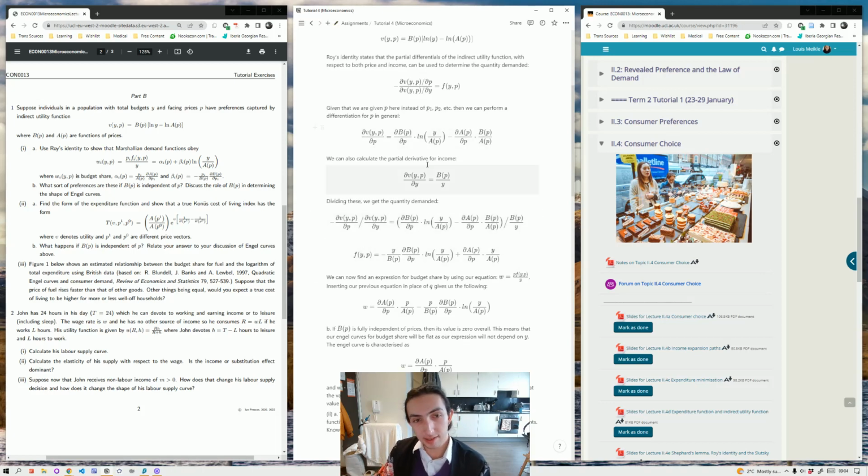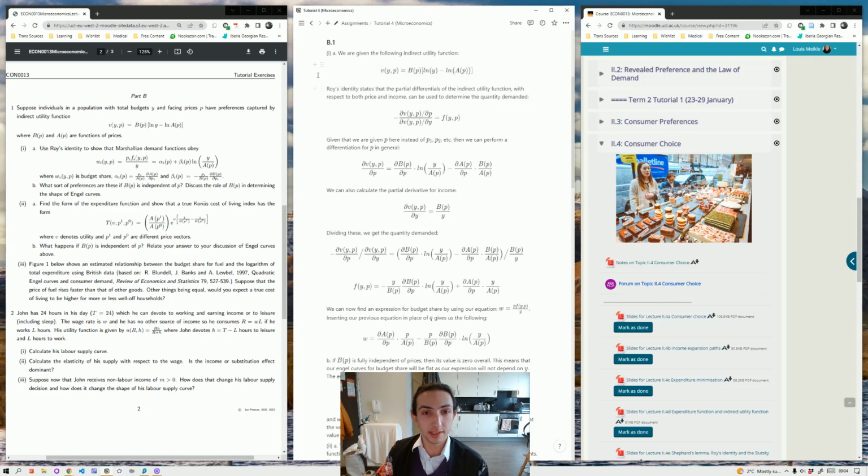But regardless, what we're going to do is take this indirect utility function and partially derive it with respect to P and with respect to Y. This gives us our Marshallian demand. So that's all cool. Now, you can start by deriving with respect to P.